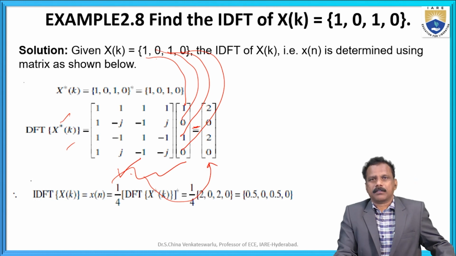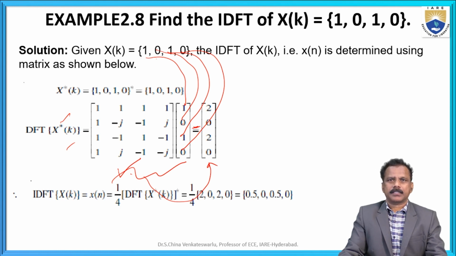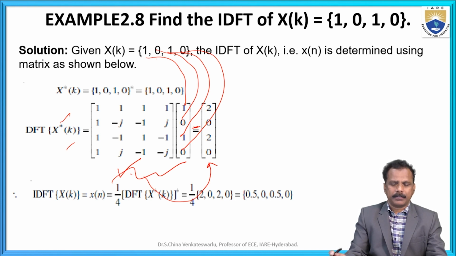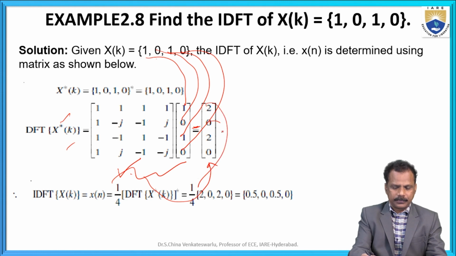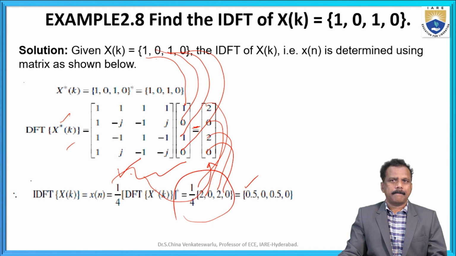is x(n) equal to 1 by 4 of the discrete Fourier transform matrix times X(k), that is 1 by 4 of 2, 0, 2, 0. After substituting all these values and simplifying, we expect the result 0.5, 0, 0.5, 0. This is the simple computation of IDFT.